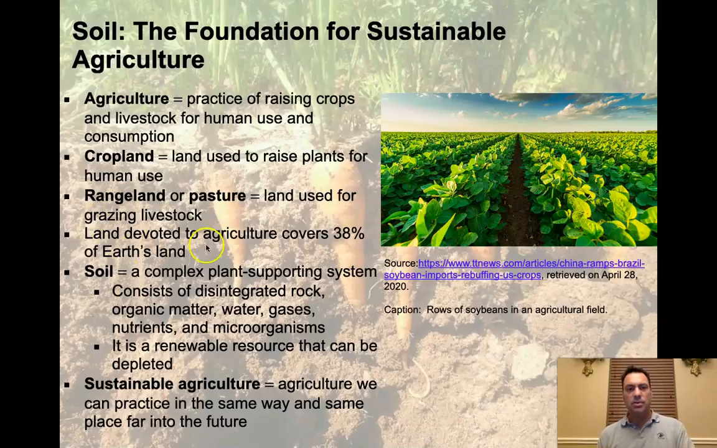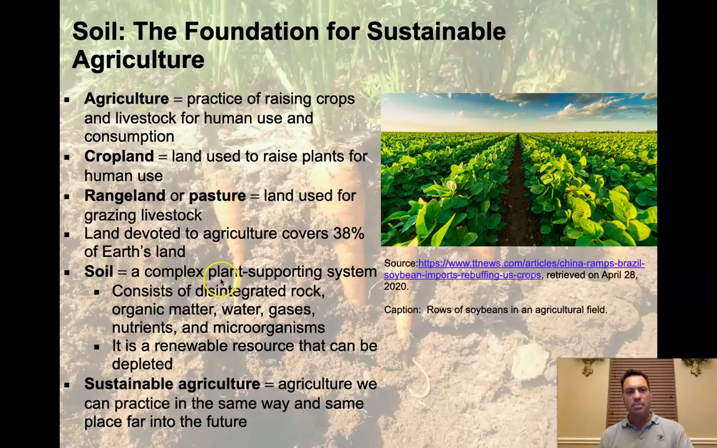The amount of land that is devoted to agriculture on Earth covers about 38% of Earth's land currently. Now we have to remember the Earth is a water planet. It's 71% ocean. So 29% of the land surface, or the Earth's surface, is land. And of that 29%, 38% of it is used for human purposes of agriculture. And what is it that they're actually doing out there? Is it the plants? Is it the animals? Well, it's actually the soil which is driving people there.